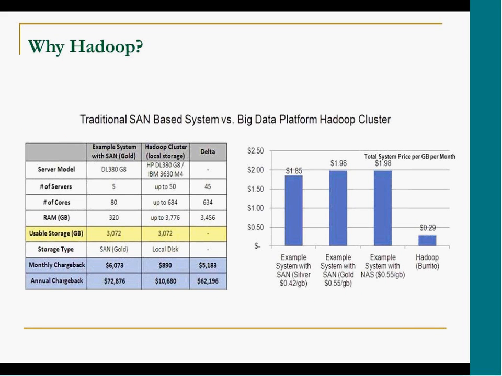This one. The table on the left shows a cluster with up to 50 servers and cores up to 684. So when you consider the hardware cost, I'm just wondering why is it cheaper in a Hadoop environment compared with traditional storage? Traditional storage typically has proprietary software, right? They charge you based on whatever the product is.